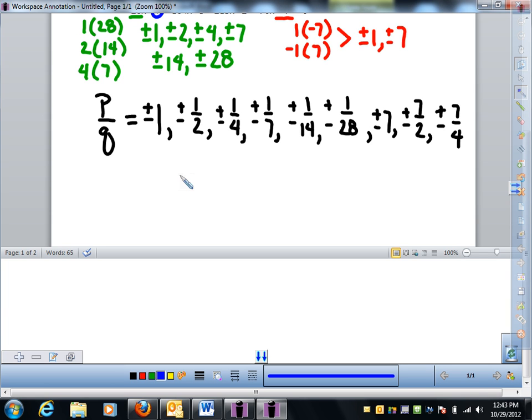So how I'm going to set this up is in my little box. We're going to use synthetic division. I'm going to put all the numbers. And what I have to do now is go back and write down the coefficients of all the numbers that I've just worked with.